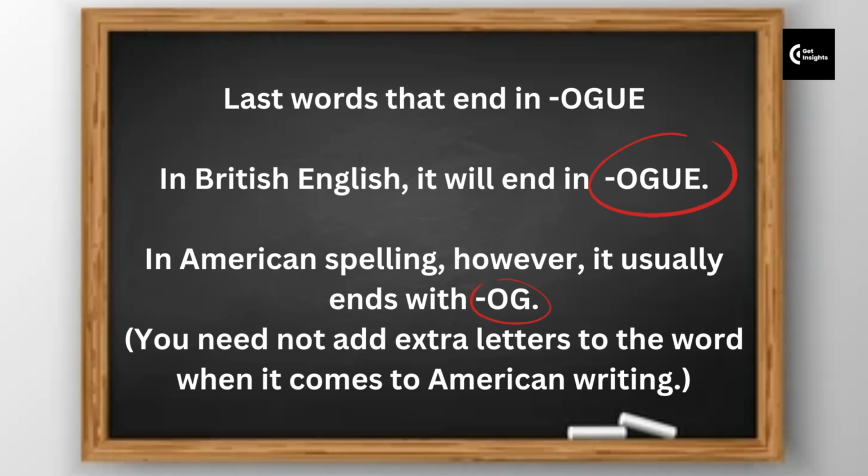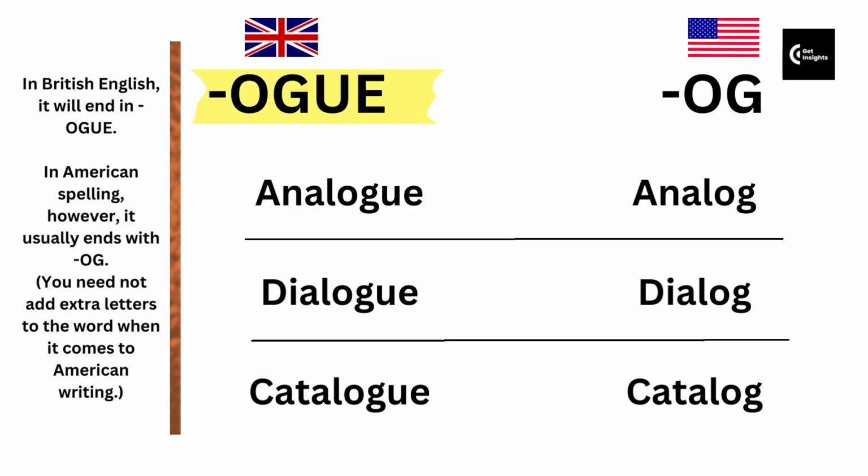Last, words that end in O, G, U, E. In British English, it will end in O, G, U, E. In American spelling, however, it usually ends with O, G. You need not add extra letters to the word when it comes to American writing. Words like analog, dialogue, catalog.